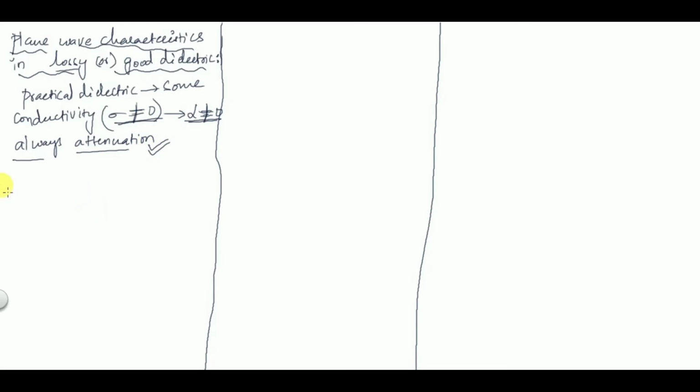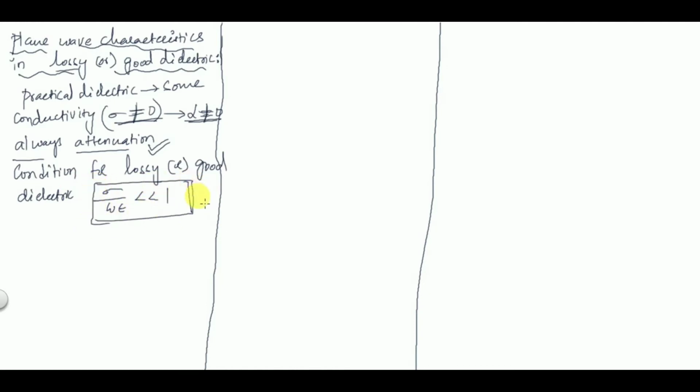Okay, so the condition for a lossy or good dielectric is sigma by omega epsilon is very much less than 1. You just have to remember this. This is the condition. Okay, sigma by omega epsilon is very much less than 1. This is the relationship between the medium parameters. Now we'll see one by one.